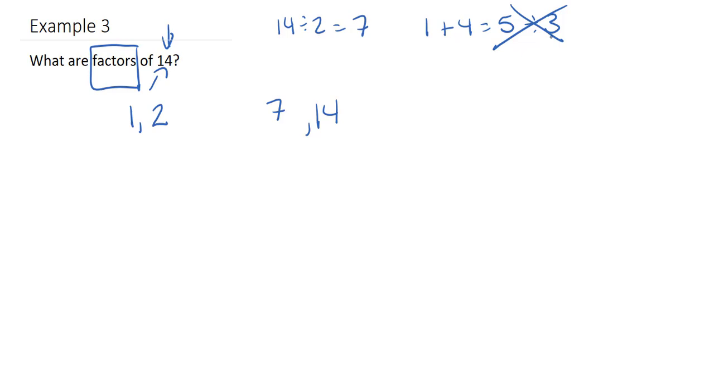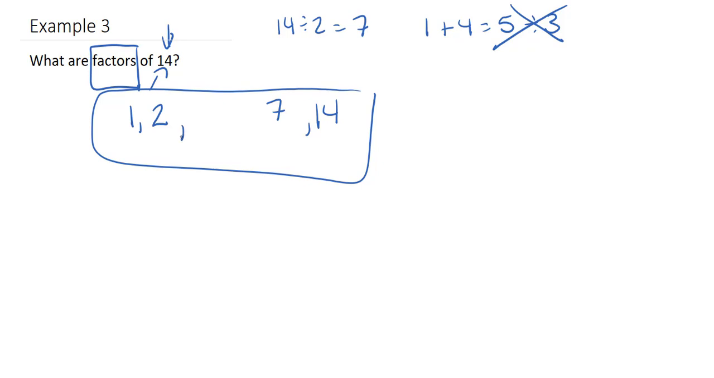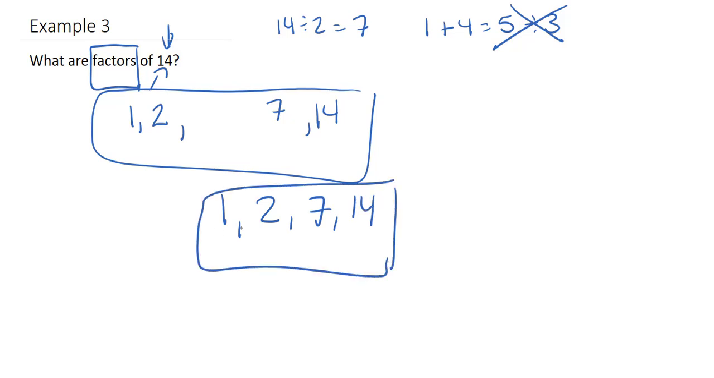So these are actually just the factors of 14. We can go ahead and rewrite it like this. So it's just saying that 1 times 14 is equal to 14, and 2 times 7 is equal to 14. So these are the factors of 14. Now, let's look at another example.